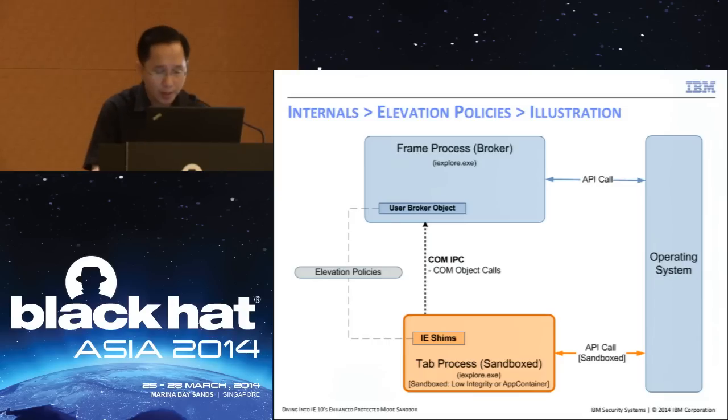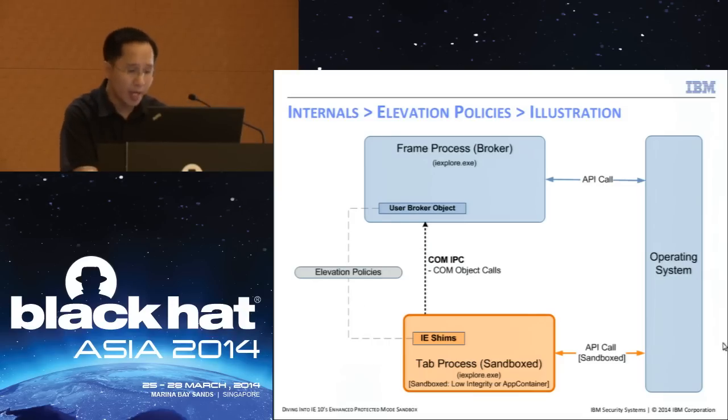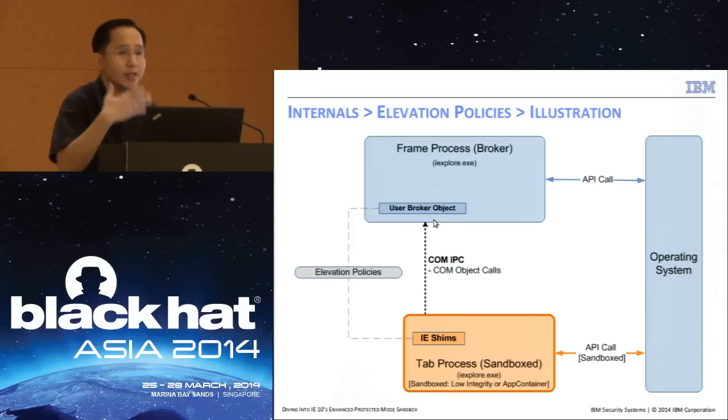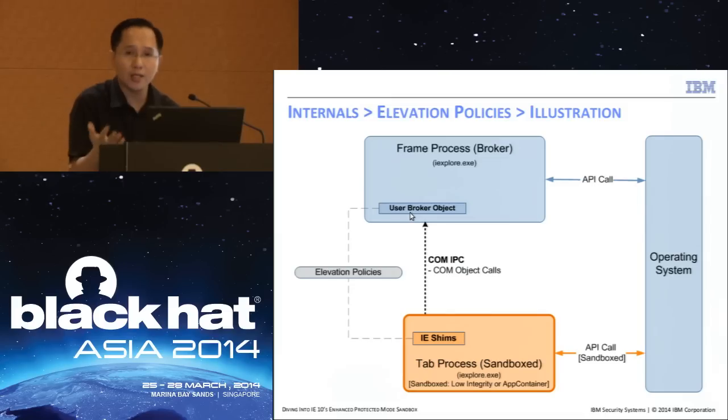So for illustration, suppose that IE shims intercepted an API call to spawn Notepad. What will happen is that IE shims will consult the elevation policies, and it will find out that Notepad should be executed in medium without prompt, so the API call will be forwarded to the broker. And this is important. The broker will recheck the API call against the elevation policies, and it will find out that yes, Notepad should be executed in medium without prompt. So the broker will execute Notepad without any questions.